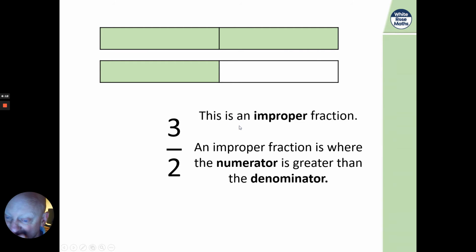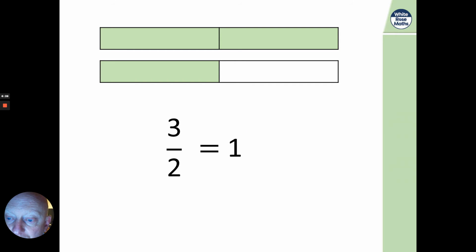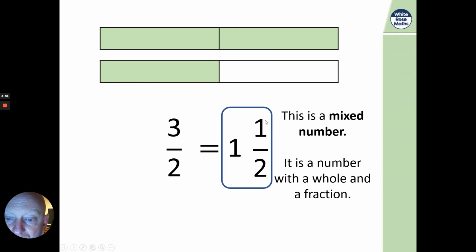So this is an improper fraction, which we've been talking about and we know about from previous lessons. An improper fraction is where the numerator, the top number, is greater than the denominator, the bottom number. There we go. So we know that that is 1 and a half. This is a mixed number, and this is what we used yesterday. Remember yesterday what we were doing is converting this number here, which is an improper fraction, into a mixed number. And this is a number with a whole and a fraction.